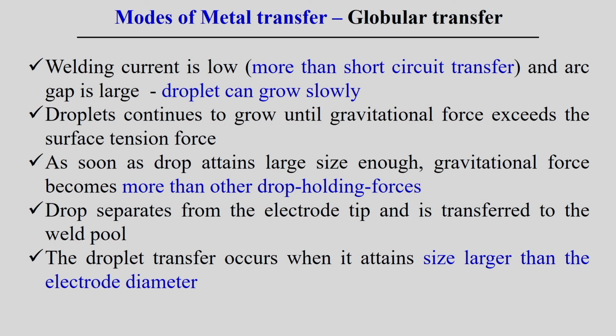If a bigger gap is maintained between the end of the electrode and the workpiece material, because the molten metal droplet normally forms at the end of the electrode, there is sufficient space, so the droplet can grow relatively slowly and reach a bigger size. Then, when it is bigger and the gravitational force is much more, the droplet can be detached from the electrode and transferred to the molten pool. The condition is that the droplet continues to grow until the gravitational force exceeds the surface tension force.